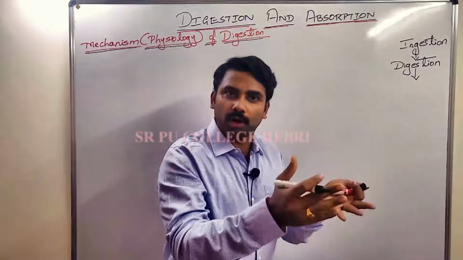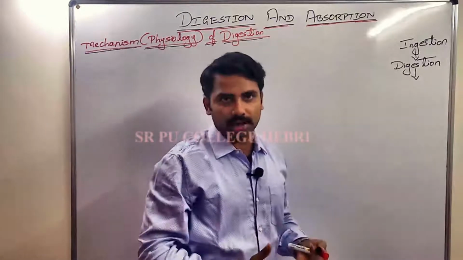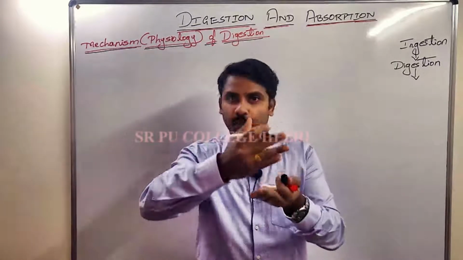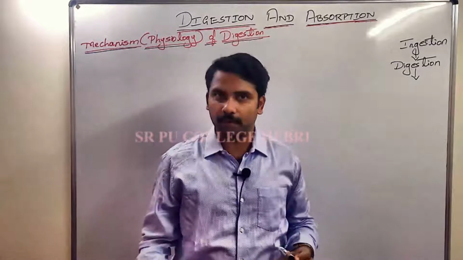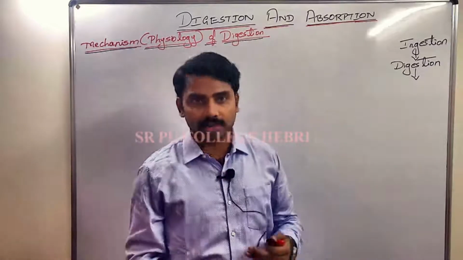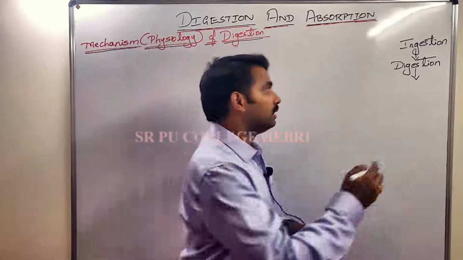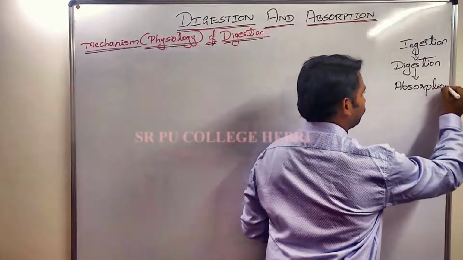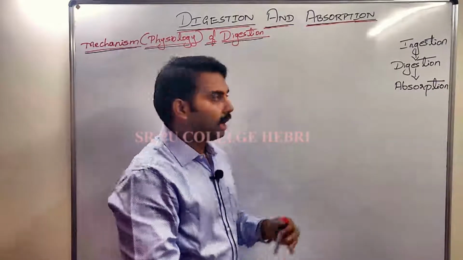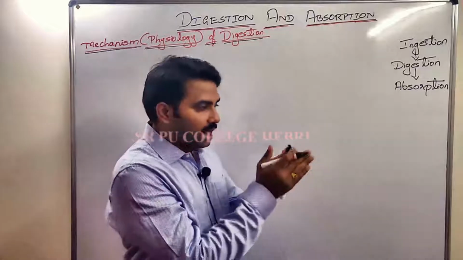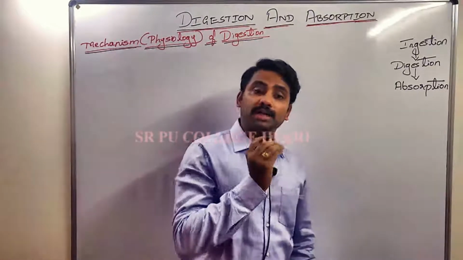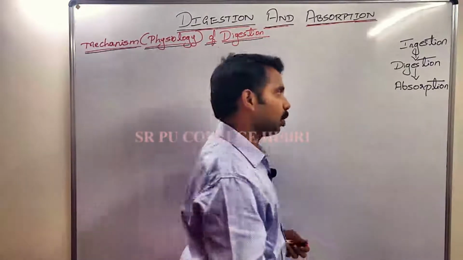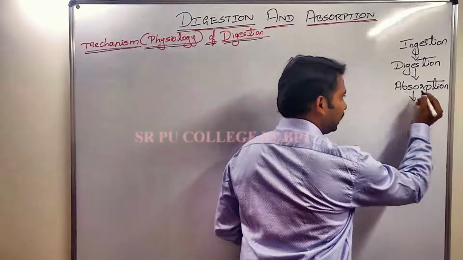Once the food is broken down, the end products are formed, right? Say for example, if carbohydrate present in the food is broken down, its end products like glucose are formed. Those end products then undergo which step? They undergo absorption. I told you already the definition of absorption. It is the movement of end products of digestion from the alimentary canal to blood or lymph. We will discuss this in detail in the coming videos.